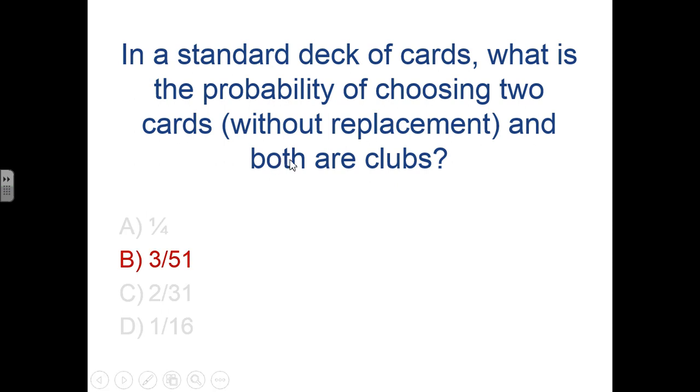All right, so the probability of the first club is 13 out of 52 times, as long as the first one was a club and it was not replaced, now I only have 12 clubs left in my deck and I only have 51 cards left in my deck. So multiply those two together and you get 3 out of 51.